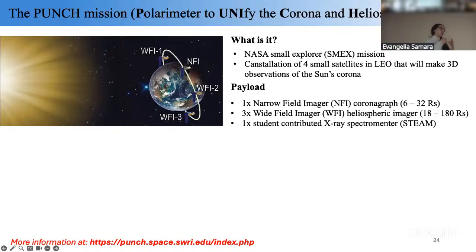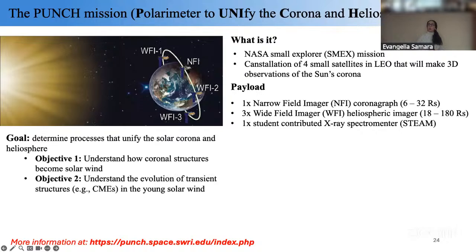It's a constellation of four different spacecraft. It's a NASA Small Explorer mission, and it will contain a narrow field coronagraph that will have a view between 6 and 32 solar radii. It will have a wide field heliospheric imager, with a field of view between 18 and 180 solar radii, and a student-contributed X-ray spectrometer. And the science that this PUNCH mission wants to do is, in general, to determine processes that unify the solar corona and the heliosphere, as the name also reveals.